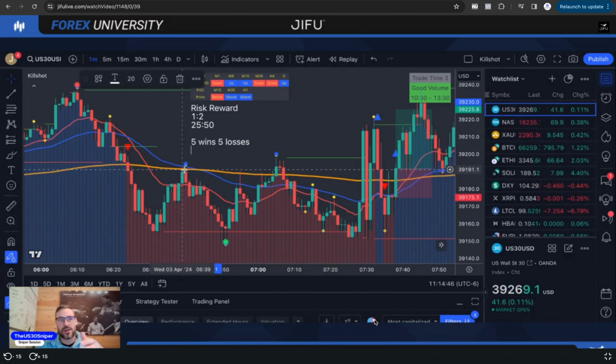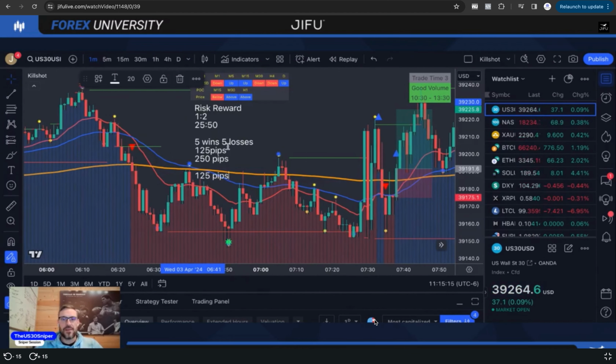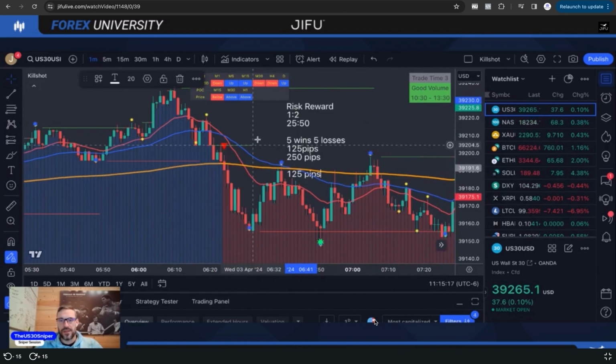This is why the math starts like this. Because if you take 5 losses, that's 125 pips. And you take 5 wins, right? You're talking 250 pips. That puts you positive 125 pips, right? That's how the math works. That's why we do this, risk rewards.